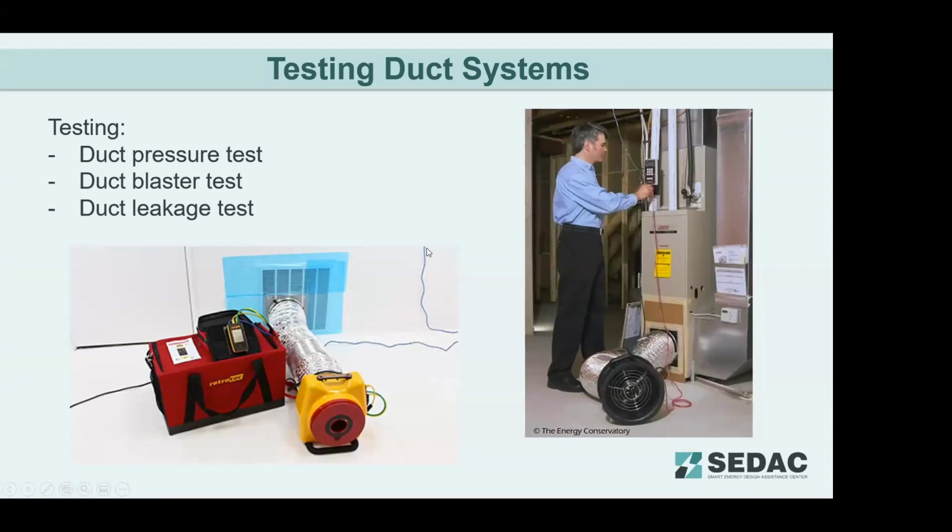So here's a couple examples for residential testing equipment. On the left is the Retrotech Duct Tester. On the right is the Energy Conservatory's Duct Blaster. Sometimes these tests are called duct pressure tests. Sometimes they're called duct blaster tests. Sometimes they're called duct leakage tests. They go by many different names out in the field, but essentially it's the same equipment.